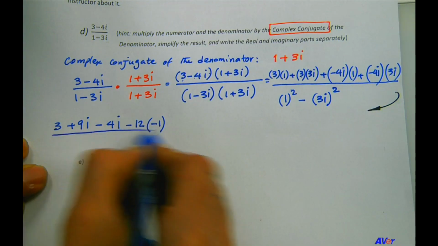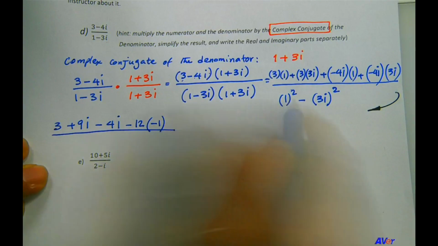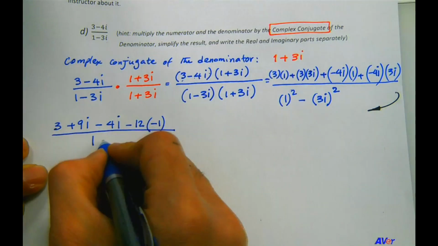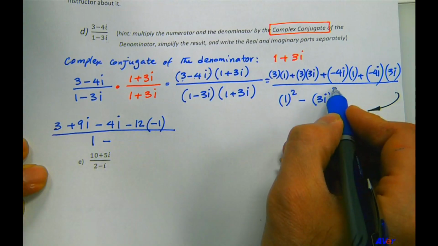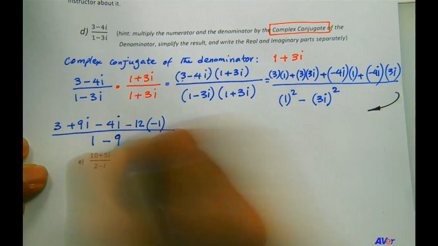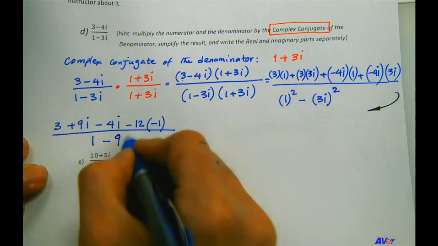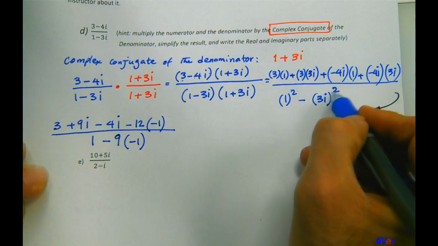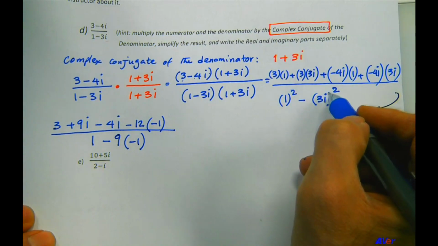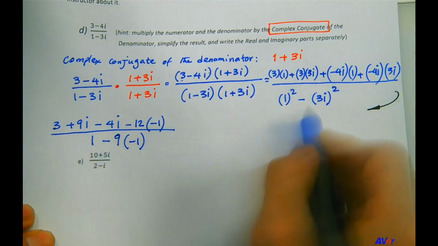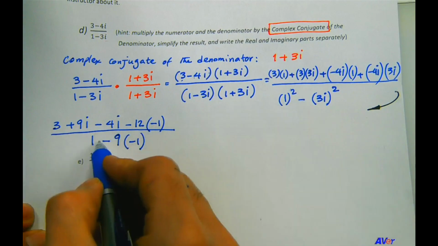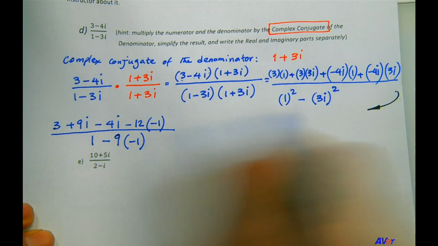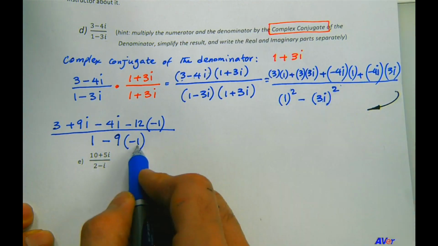Okay, divided by, this is 1. 1 squared is 1, minus 3 squared is 9. i squared is negative 1. Okay, so I distributed the 2 into the denominator. 1 squared is 1, minus is minus. 3 squared is 9. i squared is negative 1.